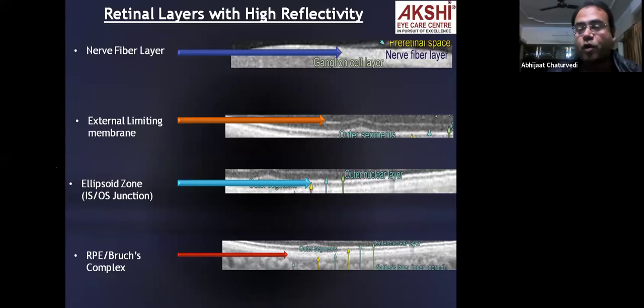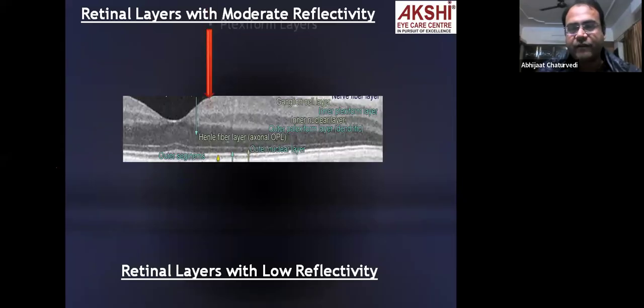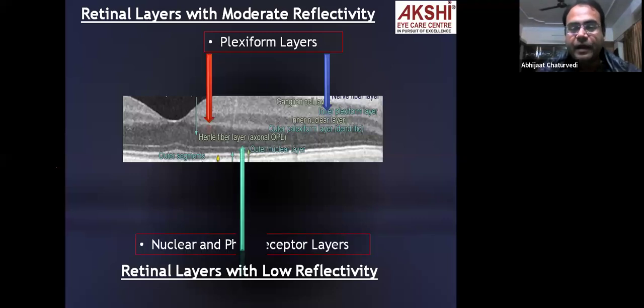And this is very important to know because the ellipsoid zone, when defective, doesn't get healed. And you need to catch that on OCT. Now, next come layers with moderate reflectivity, which include our plexiform layers. You can see they are not as reflective as the previous layers which I mentioned, but yes, they are hyperreflective, at a moderate level. And the low reflective layers are the nuclear and the photoreceptor layers.